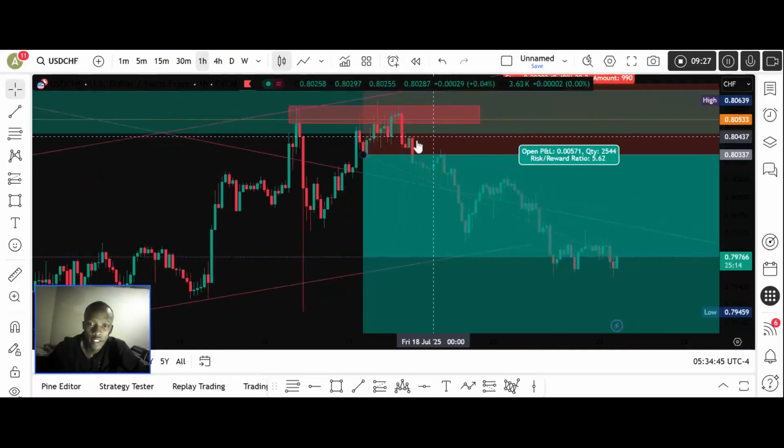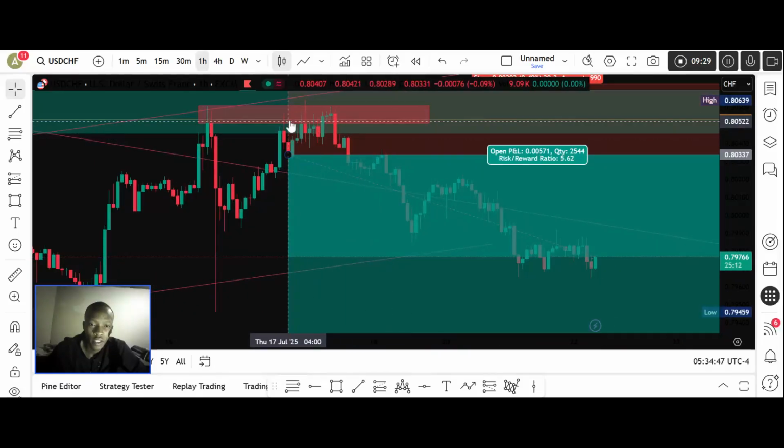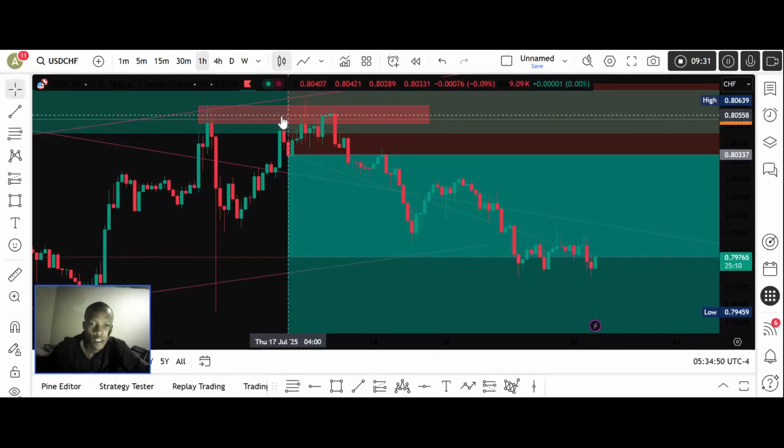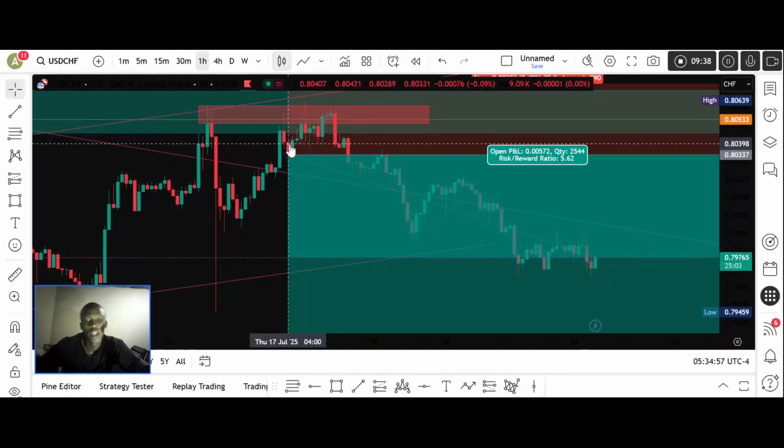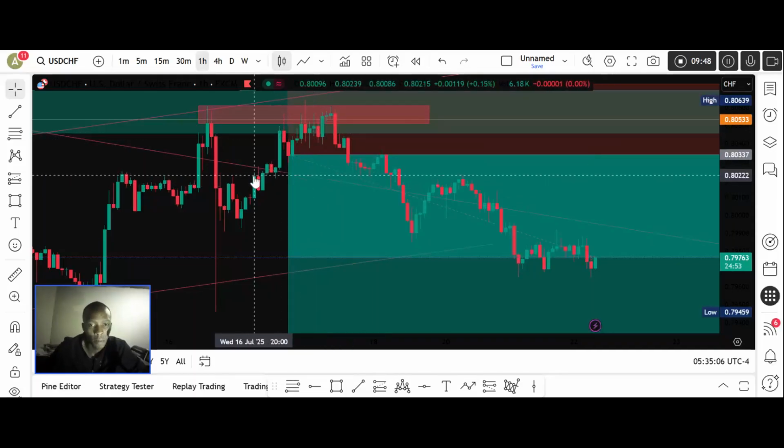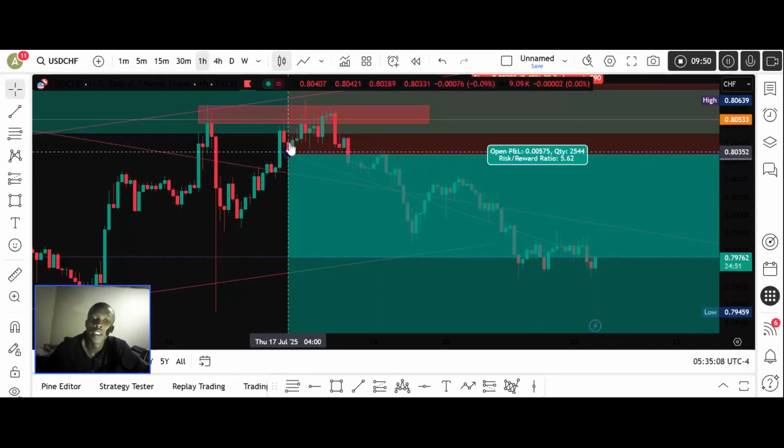So it tested here. It comes to test in my box. Then it rejected and it closed red. So I see the first confirmation that okay, the selling pressure is stepping in. Then I waited another hour. It gave me this bearish candle, of which okay, the bears are in. Then I executed my trade from there.